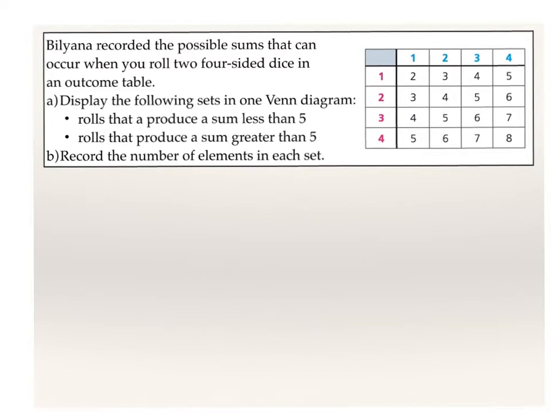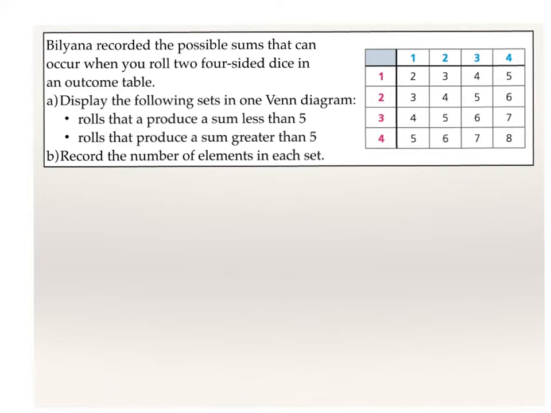If you roll a 1 and a 2, you have 3. If you have a 2 and a 2, you have 4, and so forth. So those are all the possibilities. The highest she can roll is 8, because if she rolls 2 4s, she gets an 8. Now they say, display the following sets in one Venn diagram: rolls that produce a sum less than 5, and rolls that produce a sum greater than 5. Record the number of elements in each set.